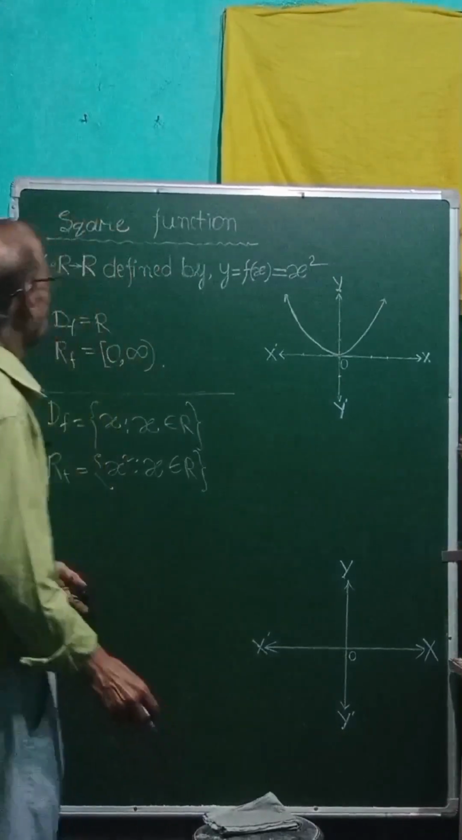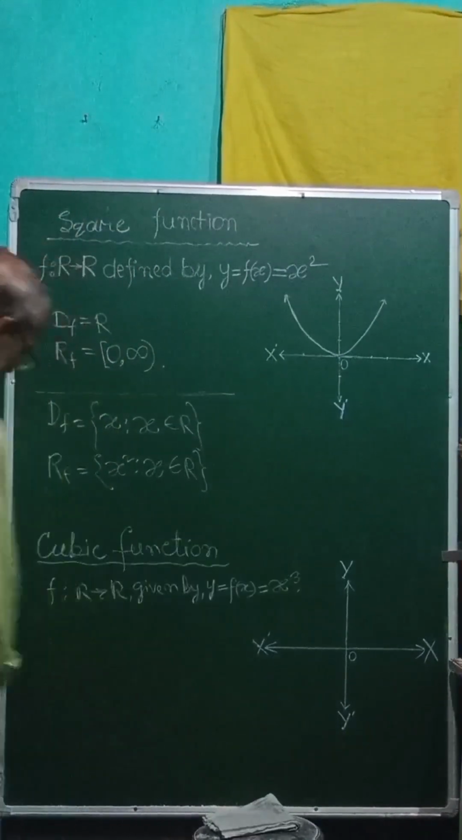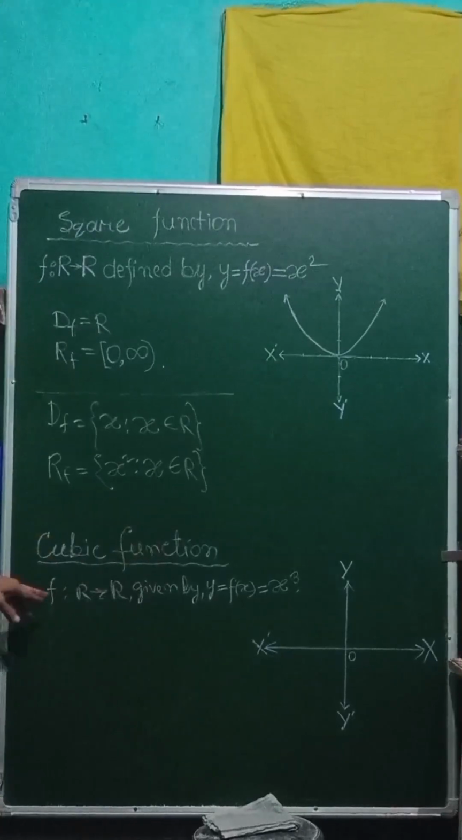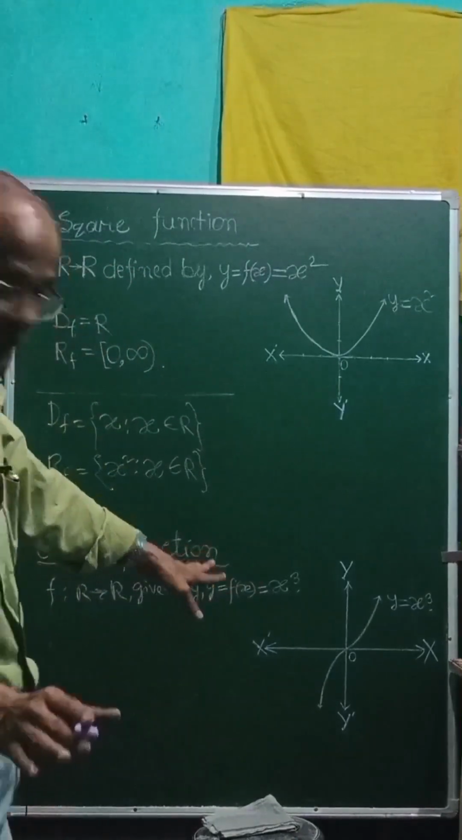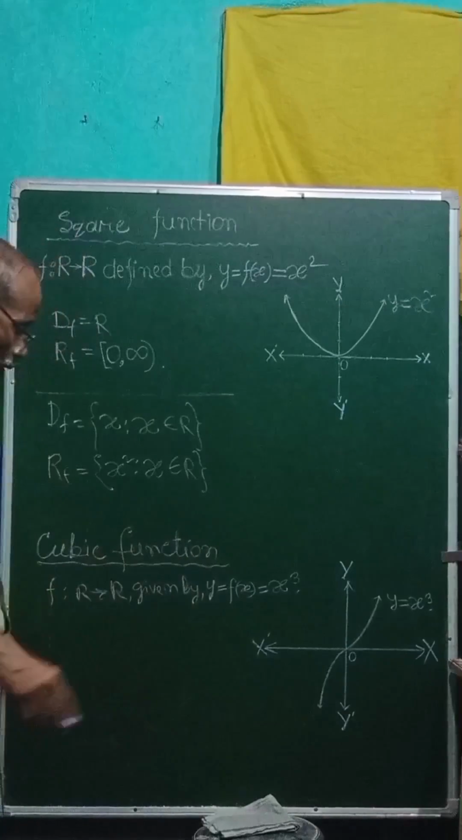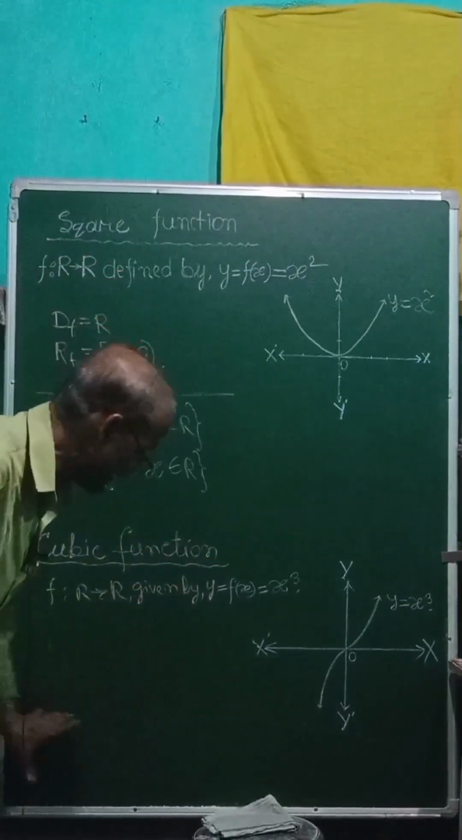Now we are moving to the cubic function. See that for the cubic function, this will be the curve. Hope that you have understood. Or if you feel difficulty, then you can make a table of values.